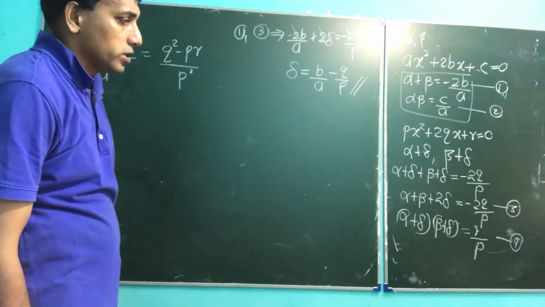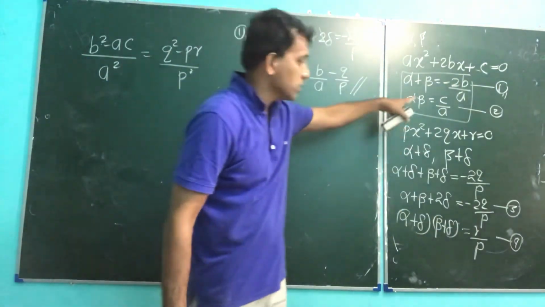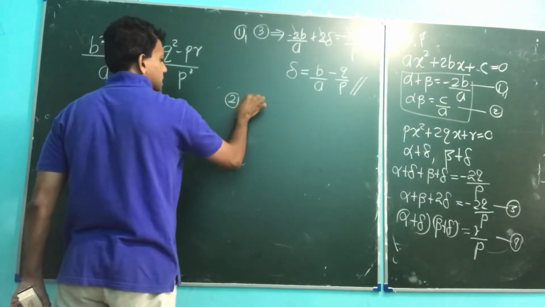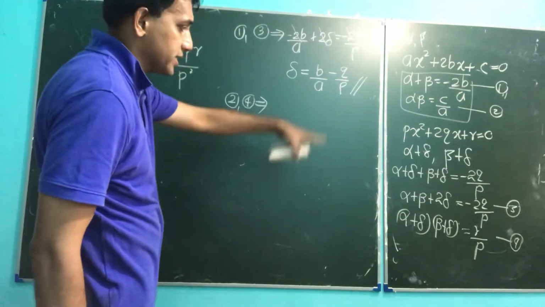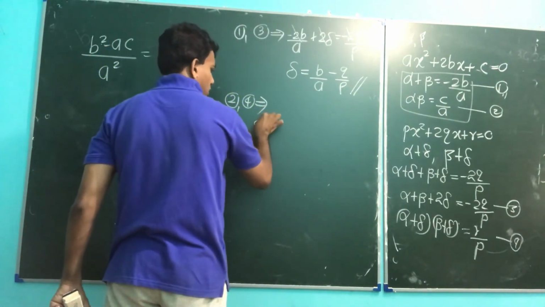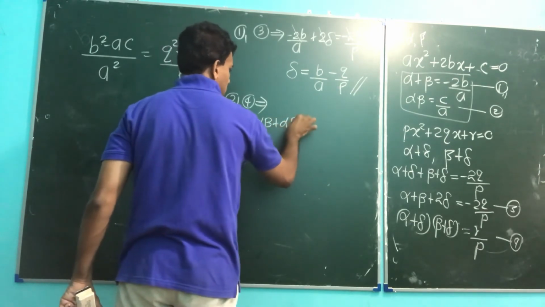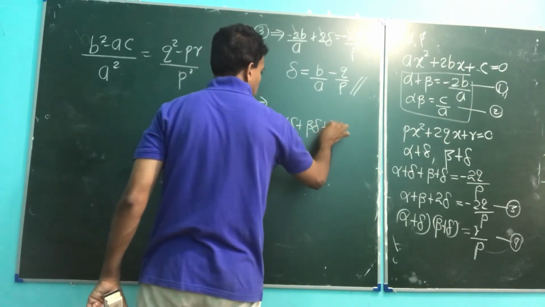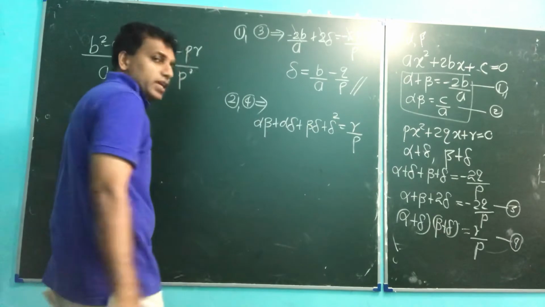Next, come to the fourth equation. Connect the 2 and 4. There is a clue for us. Can I multiply the brackets? Alpha beta plus alpha delta plus beta delta plus delta square is r over p.